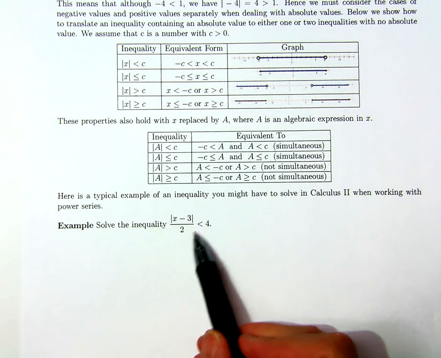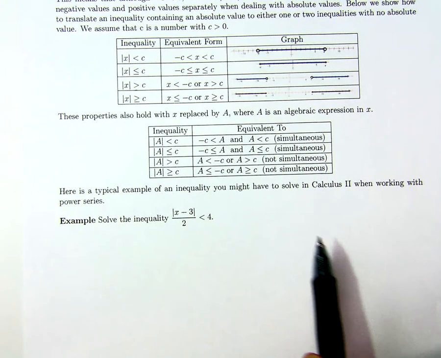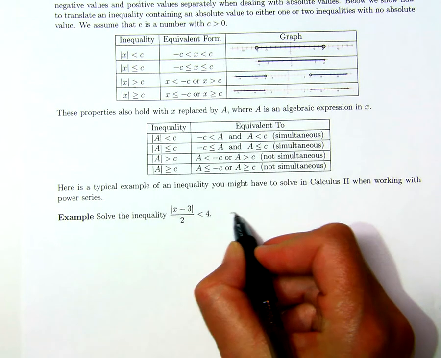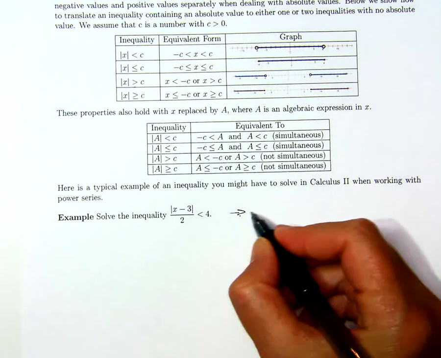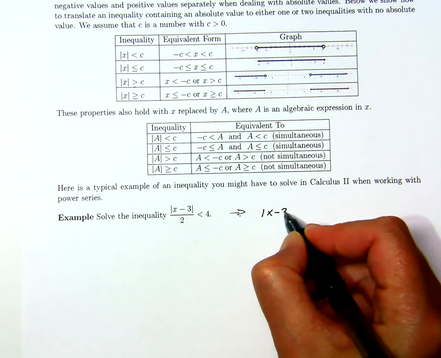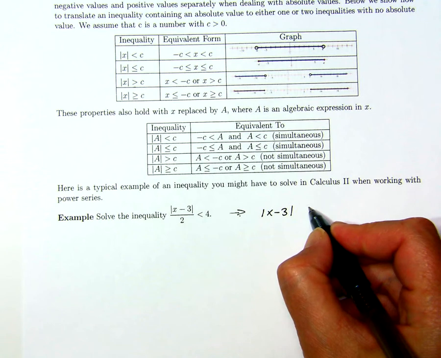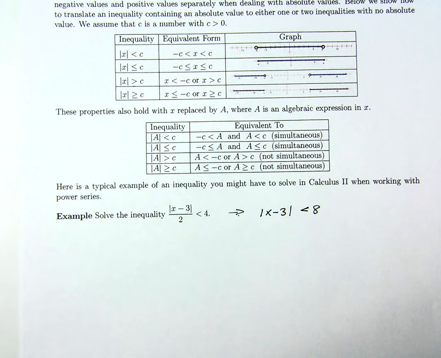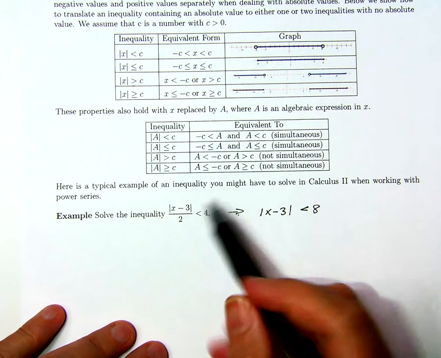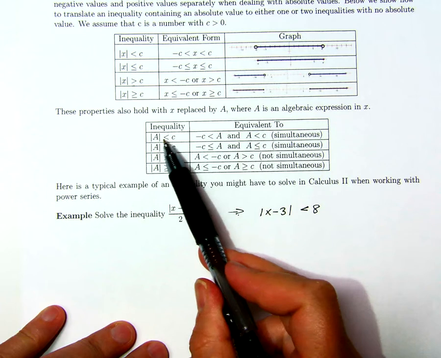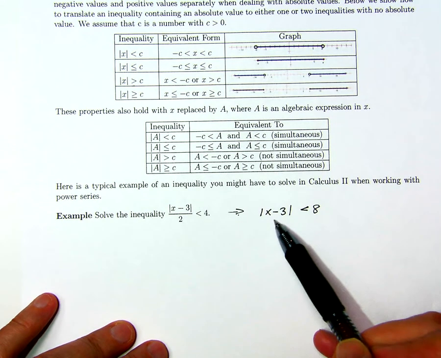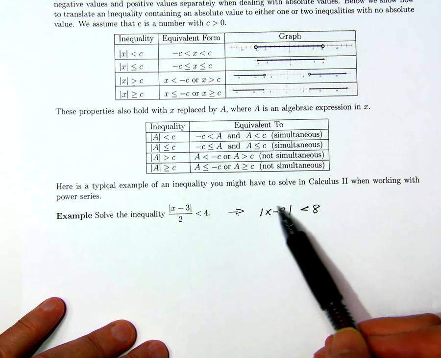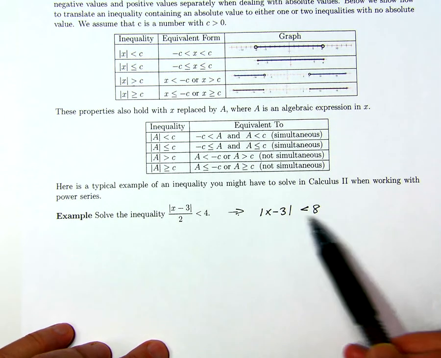This one is typical of what you encounter in Calculus 2 when you're working with power series. And if you want to solve this, we can apply our usual algebra of inequalities. So we can multiply both sides by 2 here to get the absolute value of x minus 3 is less than 8. Now we're in a situation which is comparable to the top line here. We're looking for the solution set to the absolute value of x minus 3 less than 8. Some expression in x, its absolute value less than 8.